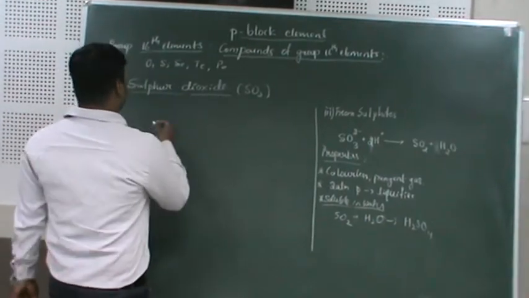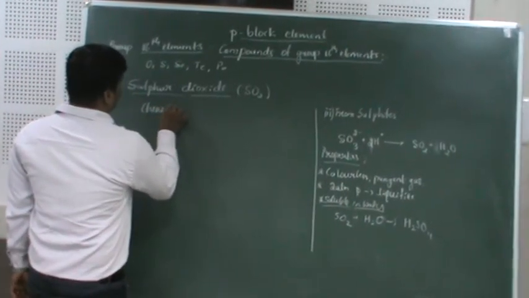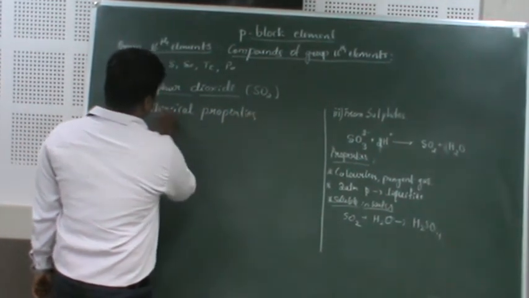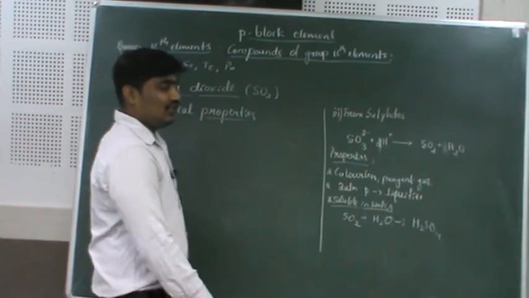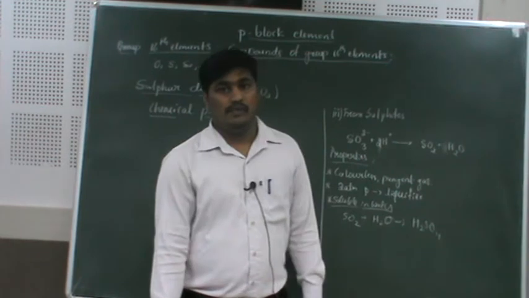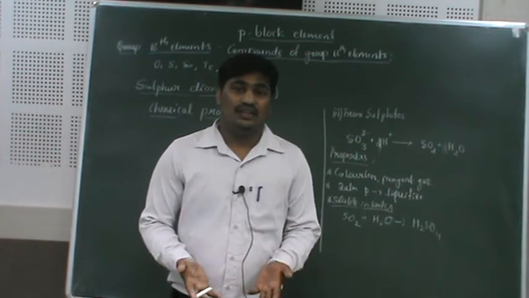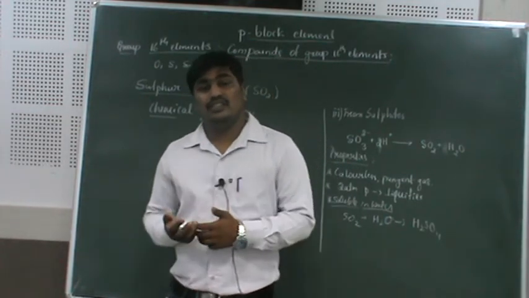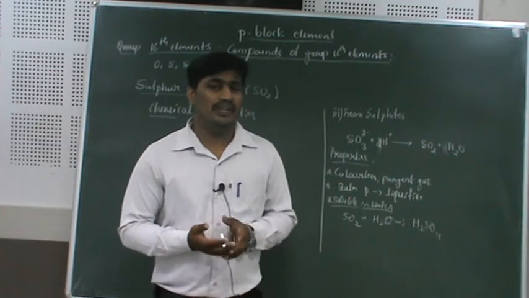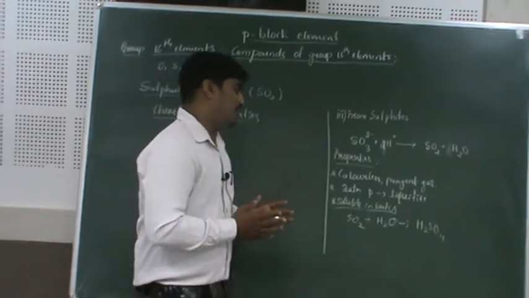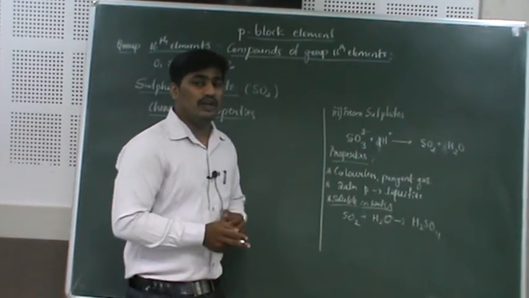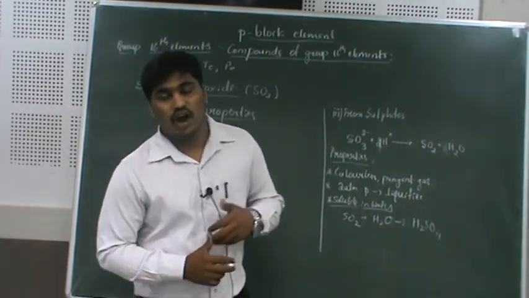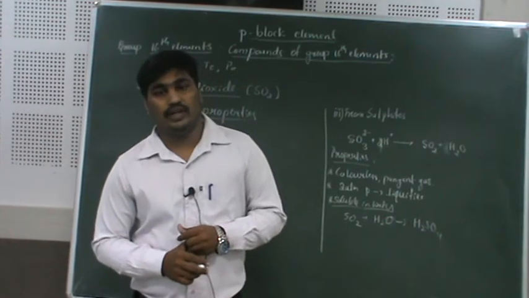Next, what are the chemical properties of sulfur dioxide? What are the important chemical properties of sulfur dioxide? What is the behavior with different compounds, what is the oxidation property, what is the reducing property, and all that. So under chemical properties, we study the behavior with water, the stability of sulfur dioxide, reactivity of sulfur dioxide, oxidation property, reducing property, and all that.